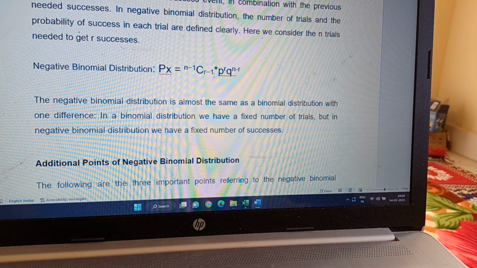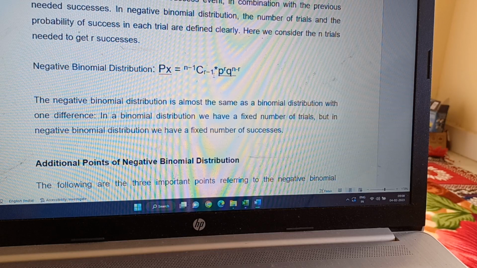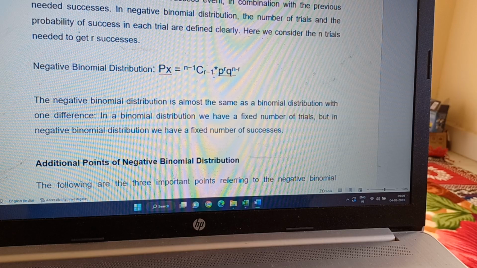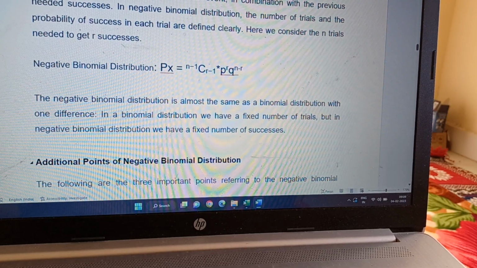In binomial distribution, he will ask the probability of x number of successes out of n trials. In negative binomial distribution, there will already be n minus 1 trials and r minus 1 successes, and the question asked will be what is the probability of the rth success in n trials. Meaning he will ask what is the probability of success in the next trial or in the final trial. That will be the question.